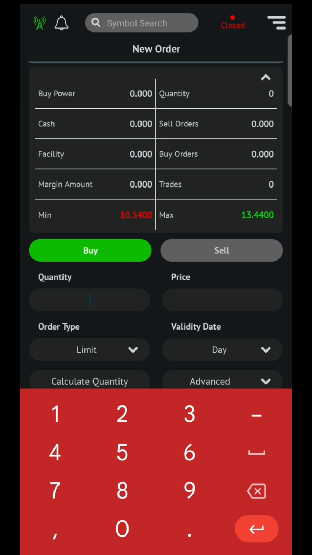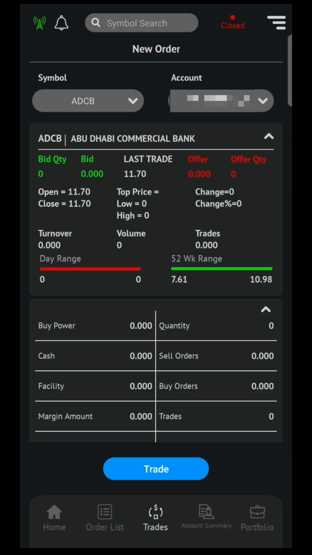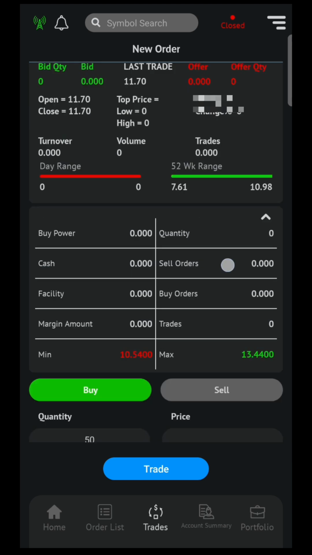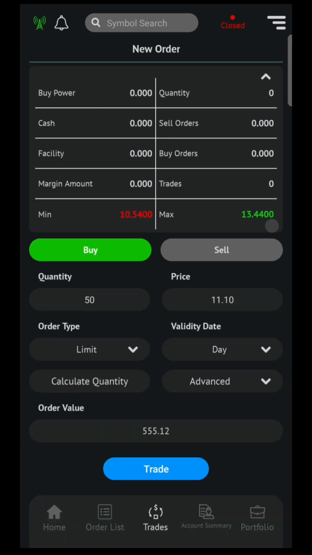Quantity, you can put 50, like that. And what is the price? Currently it is trading at the price of 11.10. So mention it, 11.10, like that. For example, I'm showing.